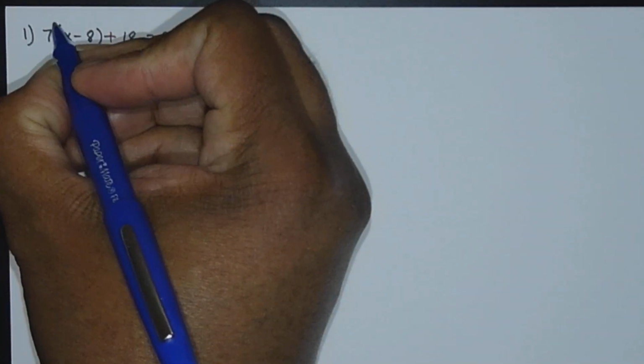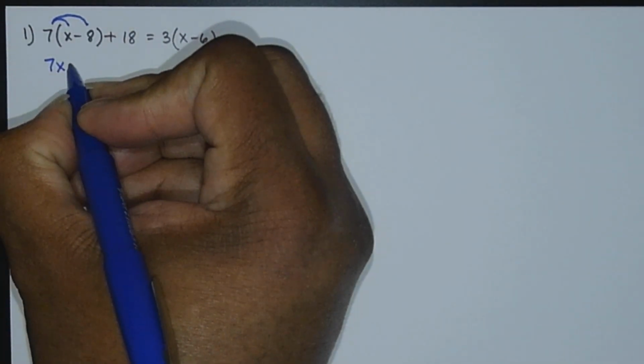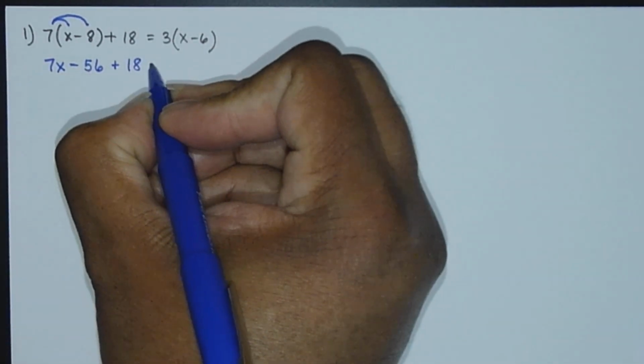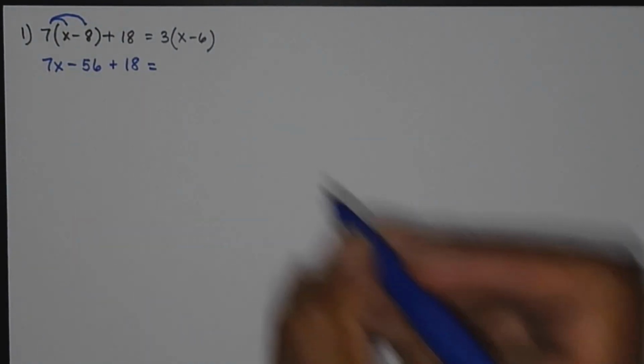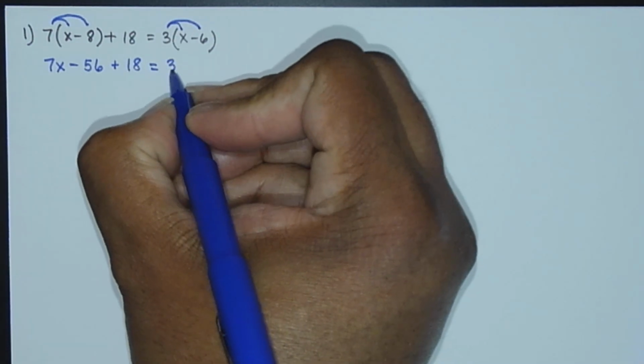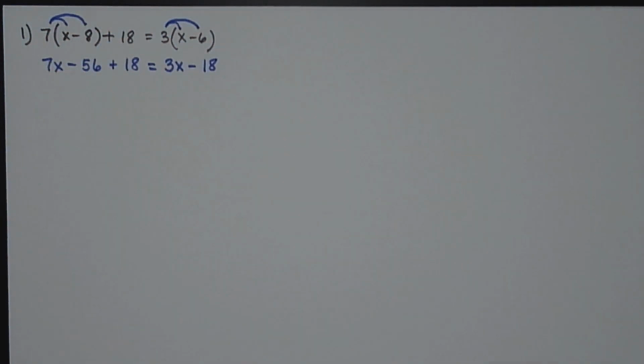So basically all we're going to do here is just remove the parentheses and combine like terms on each side of this equation. That's the first step. So if I distribute the 7 over the x minus 8, I would get 7x minus 56. And then plus 18 on the left side. Then on the right side, I'll distribute the 3 over the x minus 6. I would get 3x minus 18.